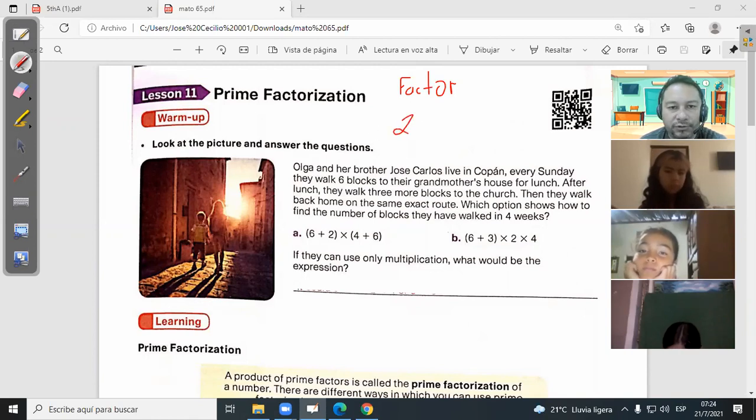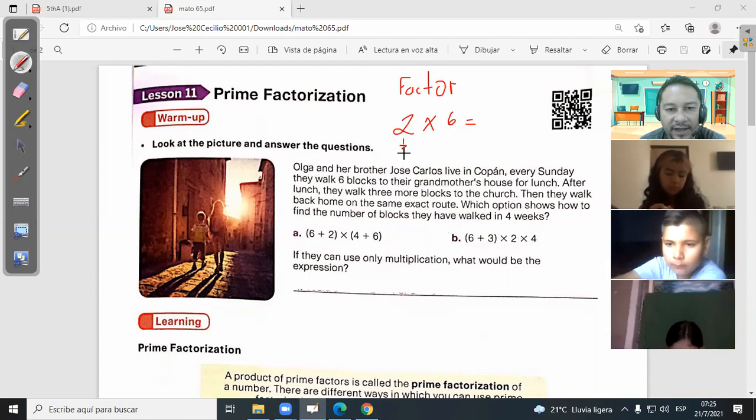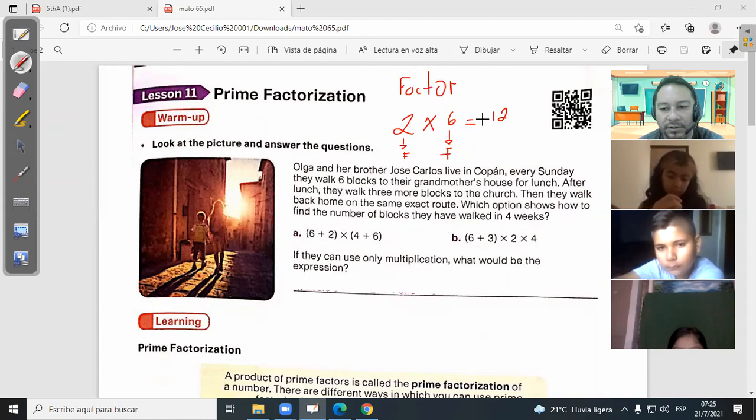For example, 2 times 6. That means the number 2 is a factor, and the number 6 is also a factor. And what is the answer here? 2 times 6 is 12. This one, the answer, is what we call by another name. What name are we going to call it?